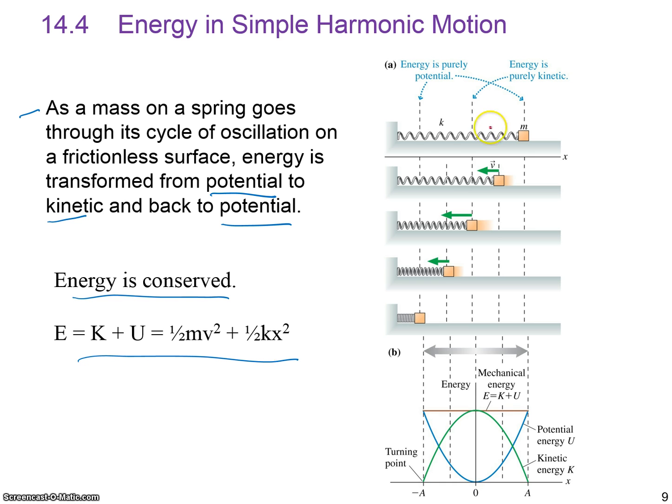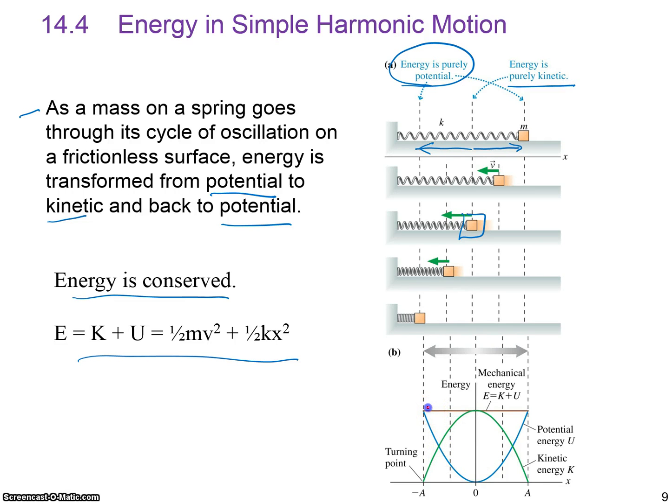When the object is at its maximum displacement to the right or to the left, that's when it has the maximum elastic potential energy. When the object is at equilibrium, as they show here, that's when it's going the fastest and it has purely kinetic energy. So as it moves back and forth, the transformations take place, and here's what the graphs look like.